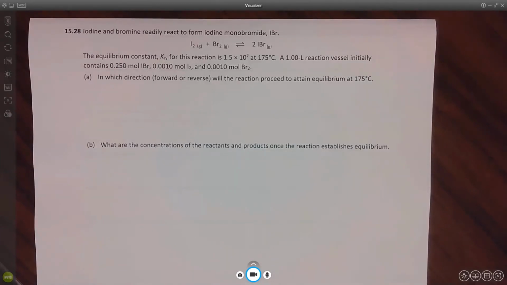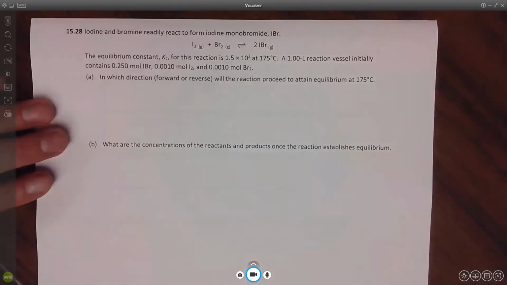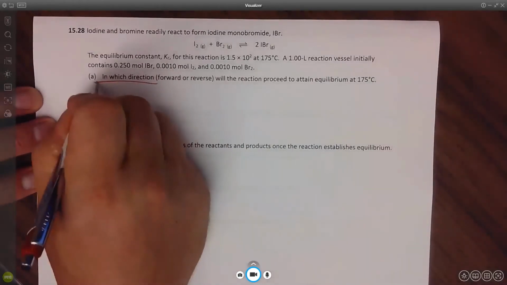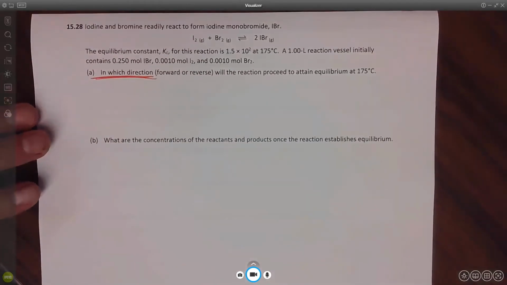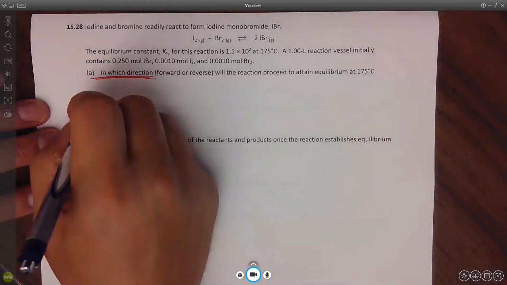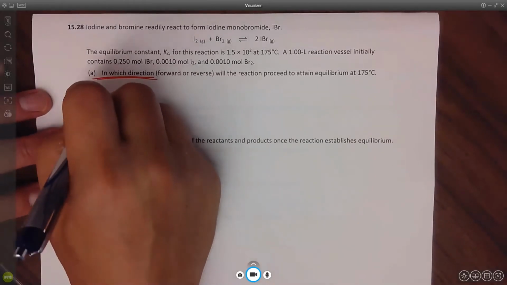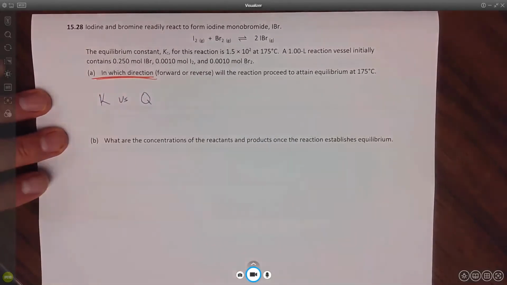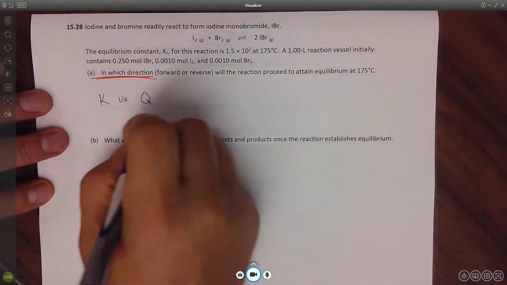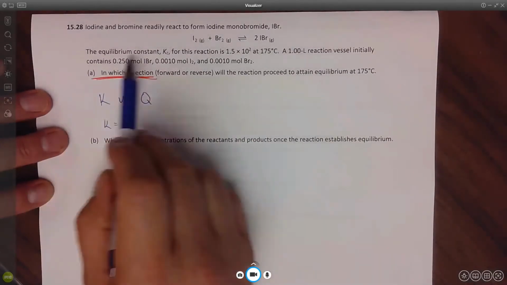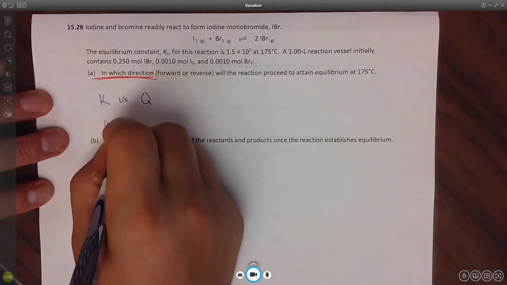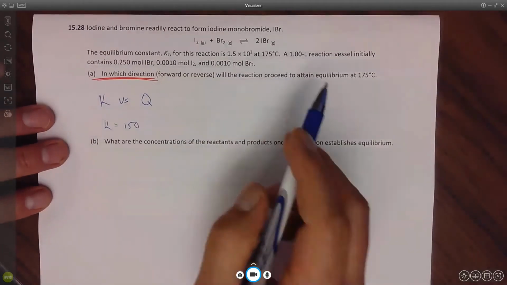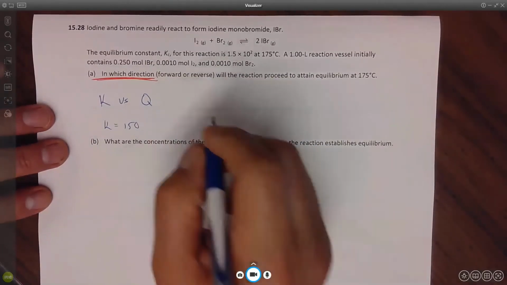The reaction quotient. The reaction quotient, right? Anytime you have this idea of predicting in which direction, so it's asking you to predict something. When you're going to predict something, you're going to use Q. In fact, what you're going to do is you're going to take K versus Q. K was given to us, right? So K was already given to us in the question. It was 150. What about Q? How am I going to figure out what Q is?